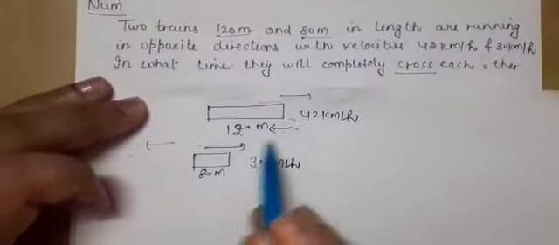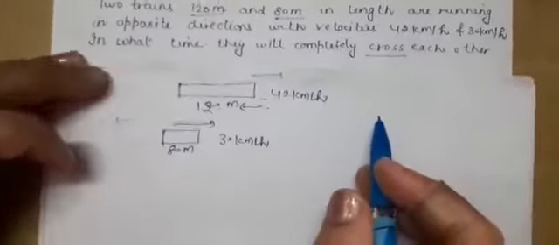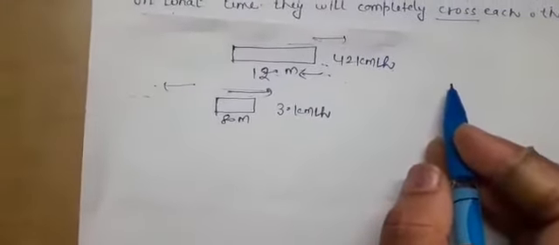It means they are moving in this direction. That means they are moving towards each other. If they move away from each other, they can never cross each other. So let's see how to solve it.